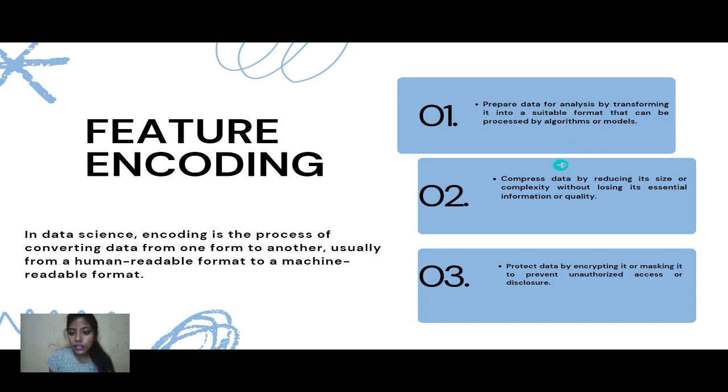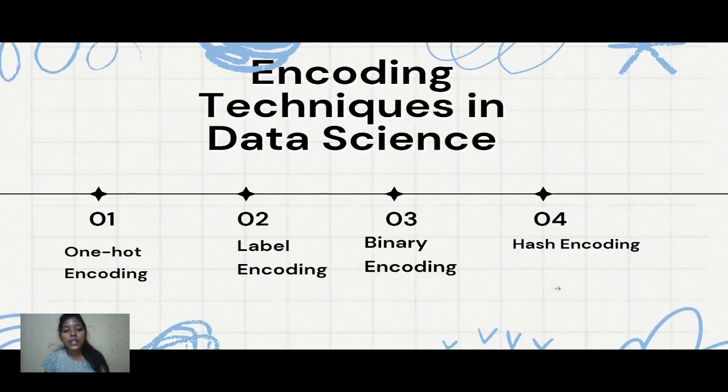And the next thing is to compress the data by reducing its size or complexity without losing its essential information or quality. It is also used to protect the data by encrypting and masking it to prevent unauthorized access or disclosure. Now let's get into the encoding techniques in data science.